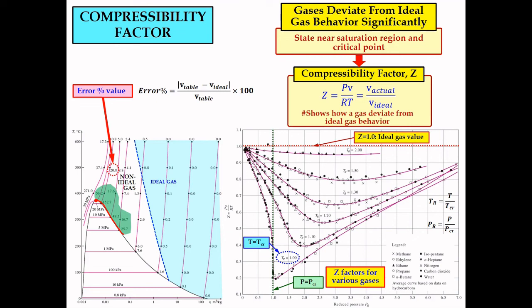Okay, so in order to apply this compressibility factor for gases within the non-ideal gas region, you need to consider the value of Z for different types of gases. Okay, that's all, I think, for the explanation of the compressibility factor.